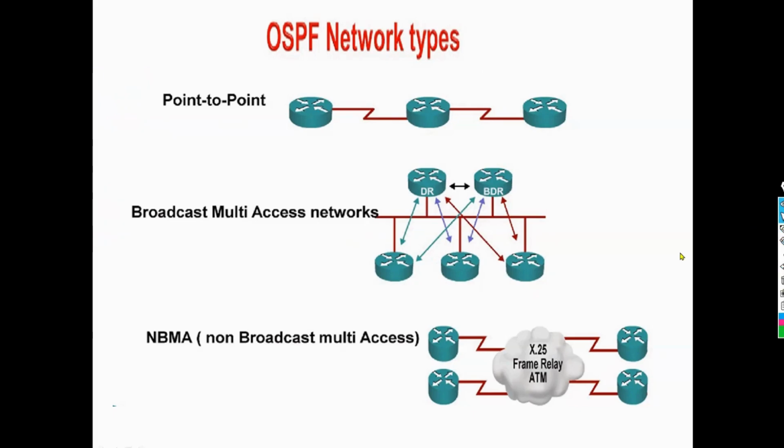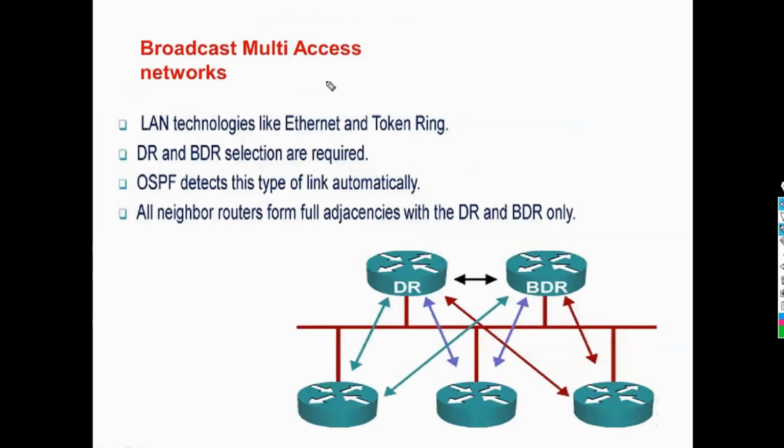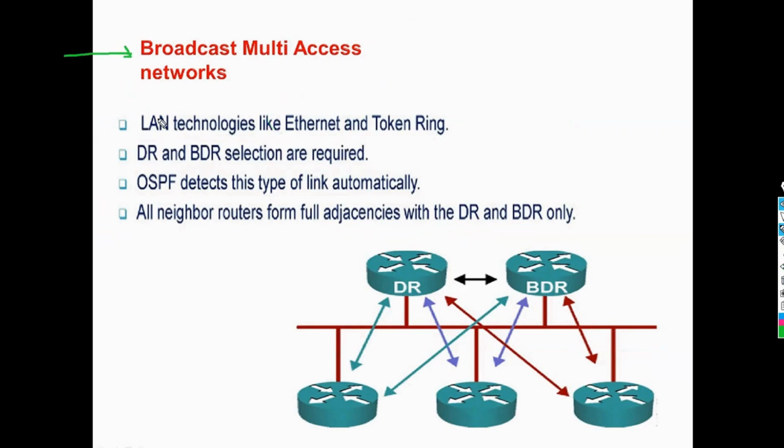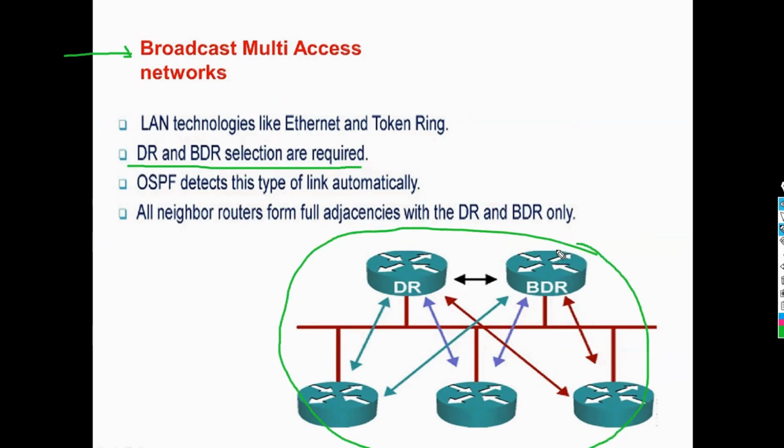Let me tell you this point. What is a broadcast multi-access network? In the broadcast multi-access network type, it's like a LAN technology. You can connect your devices with Ethernet technology. In this network type, DR and BDR election are required. This is an example of a broadcast multi-access network. DR, BDR election or selection is required. And OSPF detects this type of link automatically. No need to tell it anything.